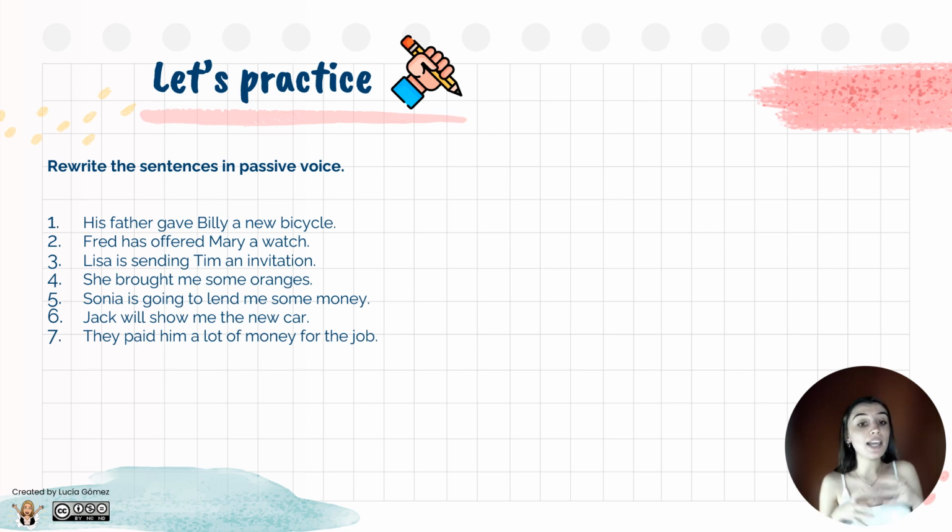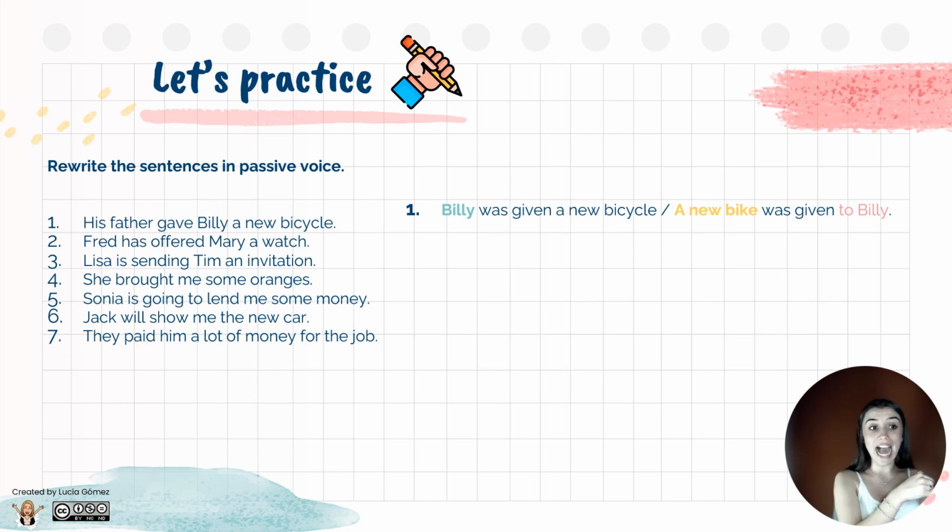In this case, I want you to create the two possibilities, okay? So the one with the direct object at the beginning, and the one with the indirect. So, as you can see here, okay, it's possible to say from the active, his father gave Billy a new bicycle. I can say Billy was given a new bicycle, or a new bike was given to Billy, remember, okay?